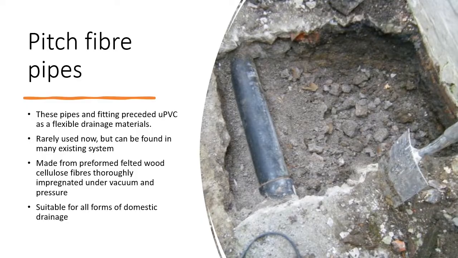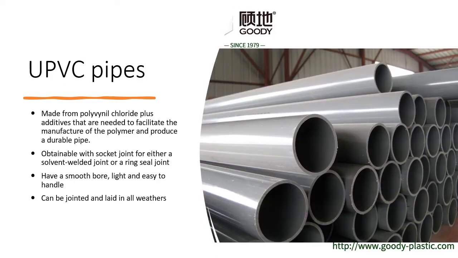Pitch fiber pipes. These pipes and fittings preceded UPVC as a flexible drainage material. It is rarely used now but can be found in many existing systems. Made from preformed felted wood, cellulose fibers thoroughly impregnated under vacuum and under pressure. Suitable for all forms of domestic drainage.